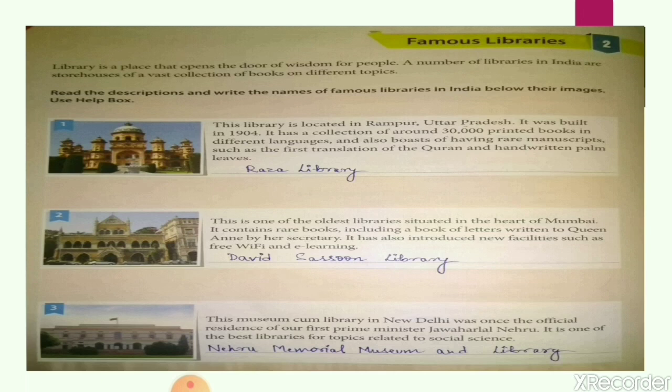Now the next, third one, is a museum come library. In the description it is given that this museum come library in New Delhi was once the official residence of our first prime minister Jawaharlal Nehru. It is one of the best libraries for topics related to social science. So this is Nehru Memorial Museum and Library, and this is a specialized library which has been designed and developed as a specific research and reference center on colonial and post-colonial India, with its rich and varied collection of books, journals, and photographs, etc.